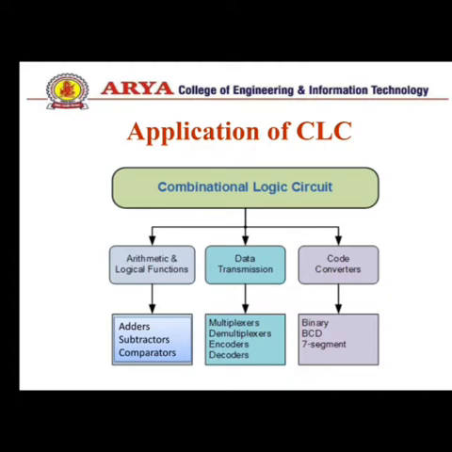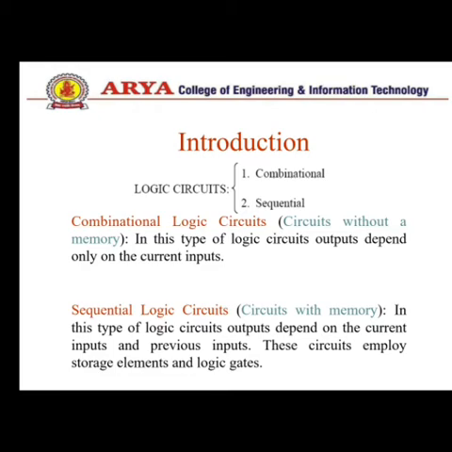First we understand the basic applications of combinational logic circuits. Here we have three basic applications. First is arithmetic logical functions, which are used in adders, subtractors, comparators. Second is data transmission, used to transmit data from one place to another, in which we use multiplexers, demultiplexers, encoders and decoders. Third, code converters are used to convert from one code to another, in which we use binary, BCD and 7 segment.